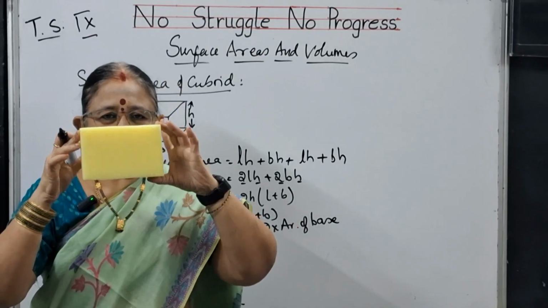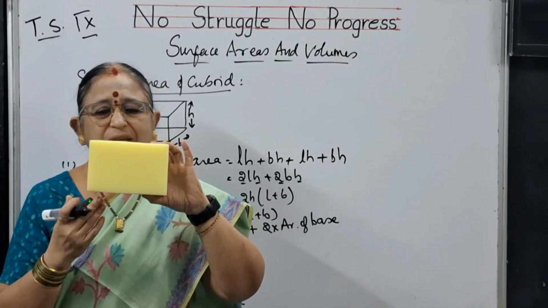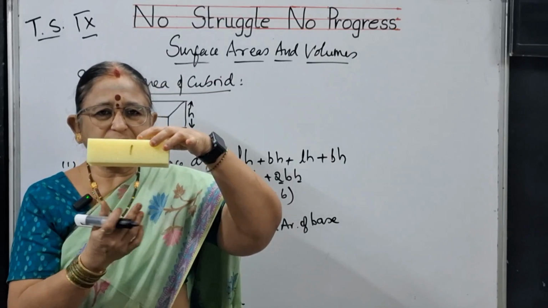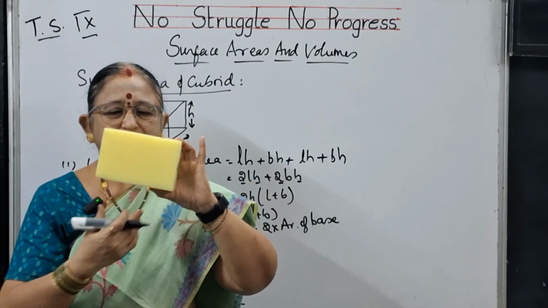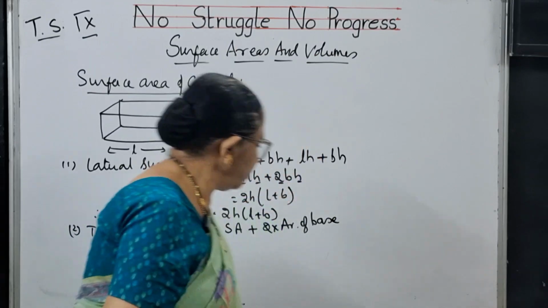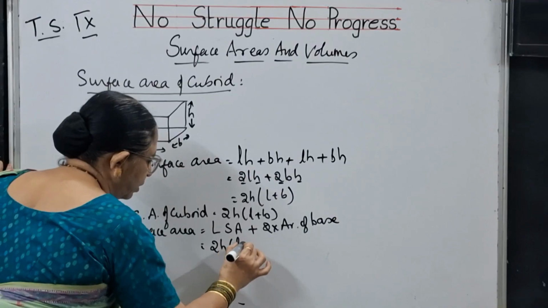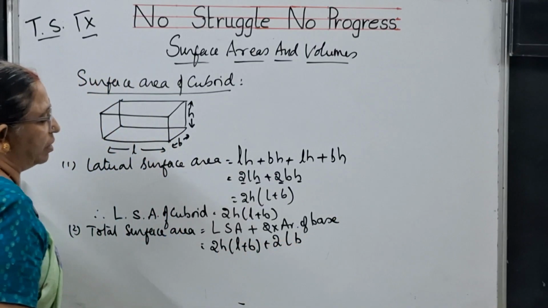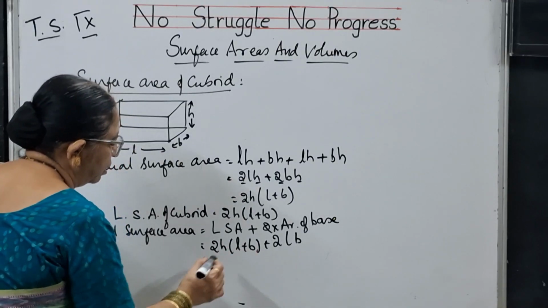So this is base. What is this base? Base is again in the form of a rectangle in which we are considering this as length, this as breadth. Is it not so? So this area is nothing but length and breadth. So how will you write it, children? Lateral surface area is 2h into (L plus B), plus 2 into LB. Area of base is length into breadth, so 2 into LB.